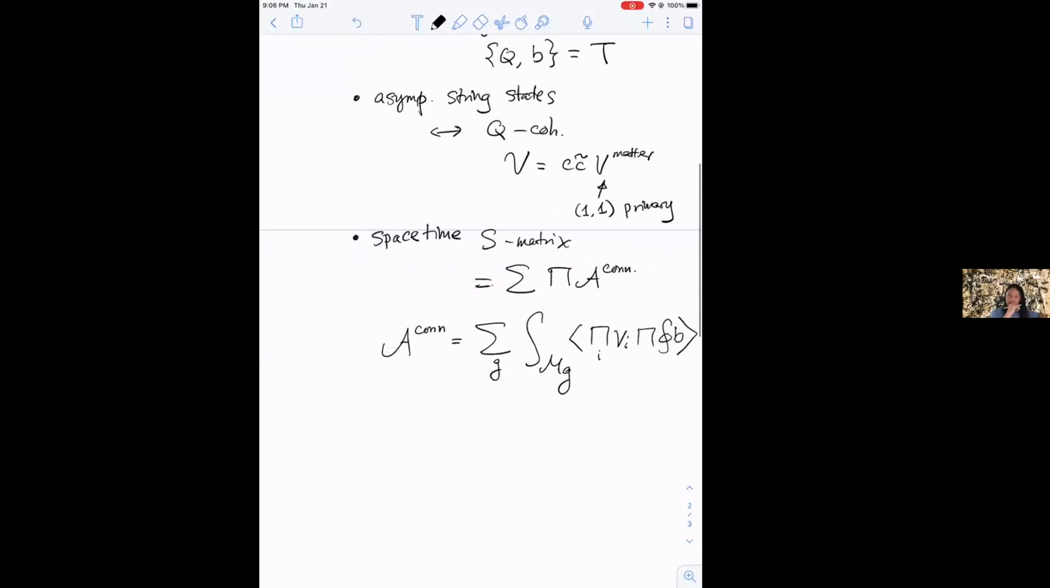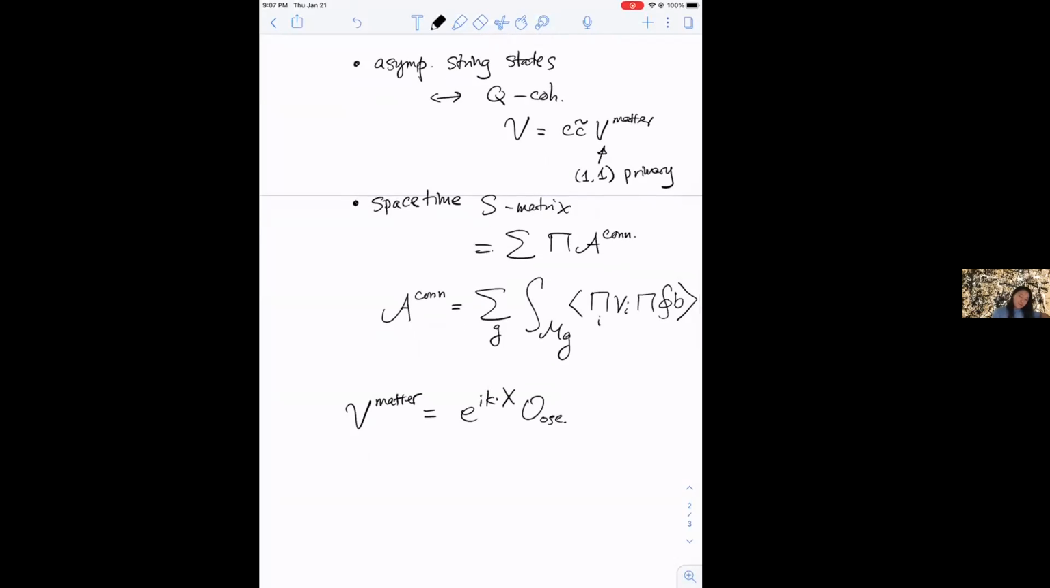To illustrate that, let's say, at least in a free field construction, you could write V matter to be of the form, let's say e to the ikx times some kind of oscillator operator made out of derivatives of the fields. For this operator to represent a BRST cohomology, you need the matter part of the vertex operator to be a (1,1) Virasoro primary.